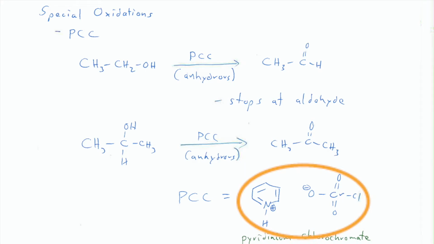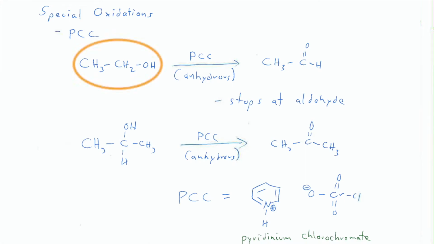The PCC oxidation is special because it can stop at the second oxidation state. If you were to oxidize ethanol using standard Jones conditions, chromic acid, it would oxidize twice, right? Because there are 2 hydrogens on that functionalized carbon. It would oxidize to the 3rd oxidation level, making a carboxylic acid. What's special about PCC is that it will stop at the aldehyde.